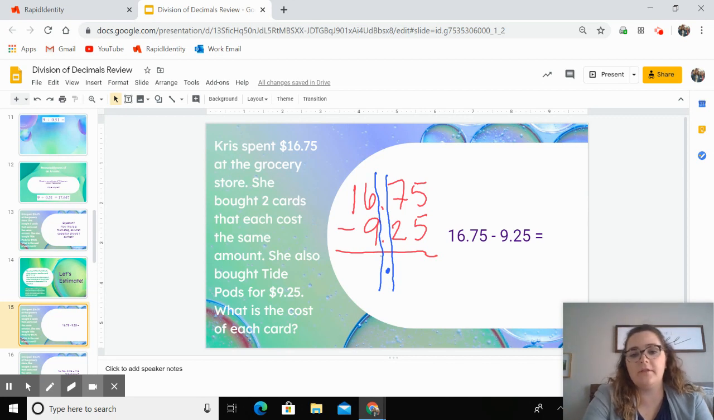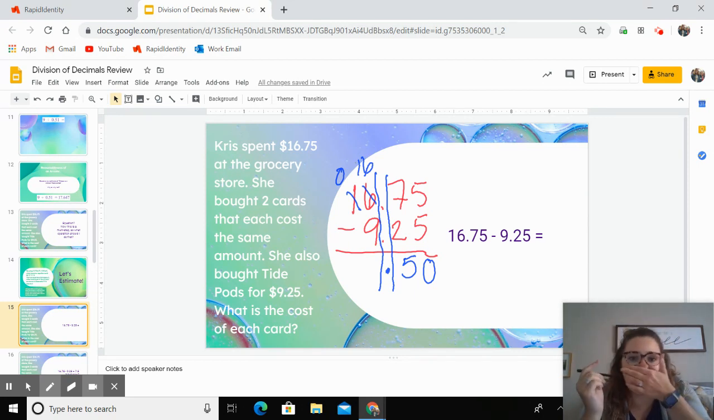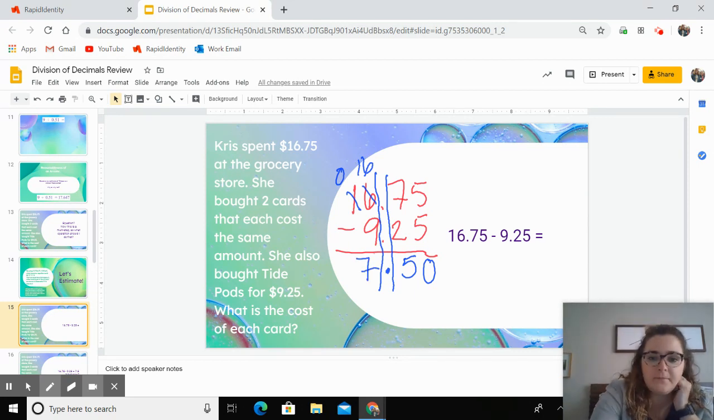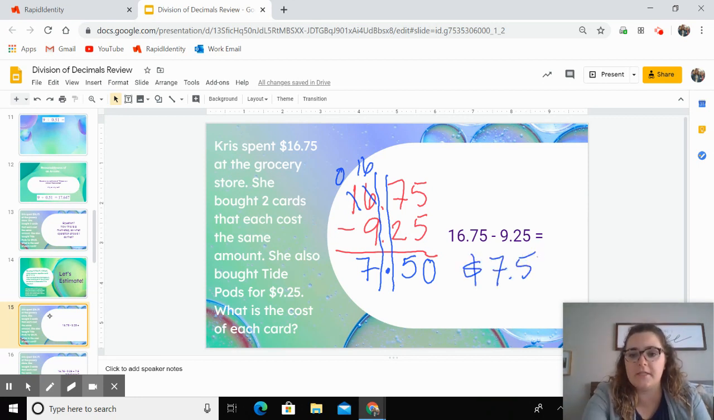5 minus 5 would leave us with 0. 7 minus 2 is going to end up leaving us with 5. And then I cannot take 9 away from 6 right now, and so I need to not borrow, but actually take. And so it's really 16 minus 9, which will leave me with 7. So I know that 2 cards cost $7.50.